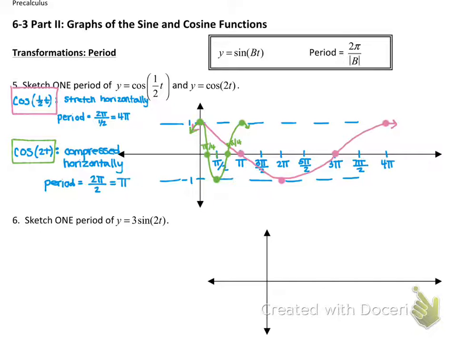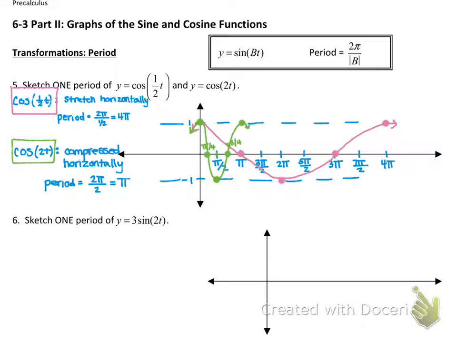So this is an example of stretched horizontally and compressed horizontally. And those transformations, stretched and compressed, are from all the function transformations that we had done before. So it's the same even with trig functions.